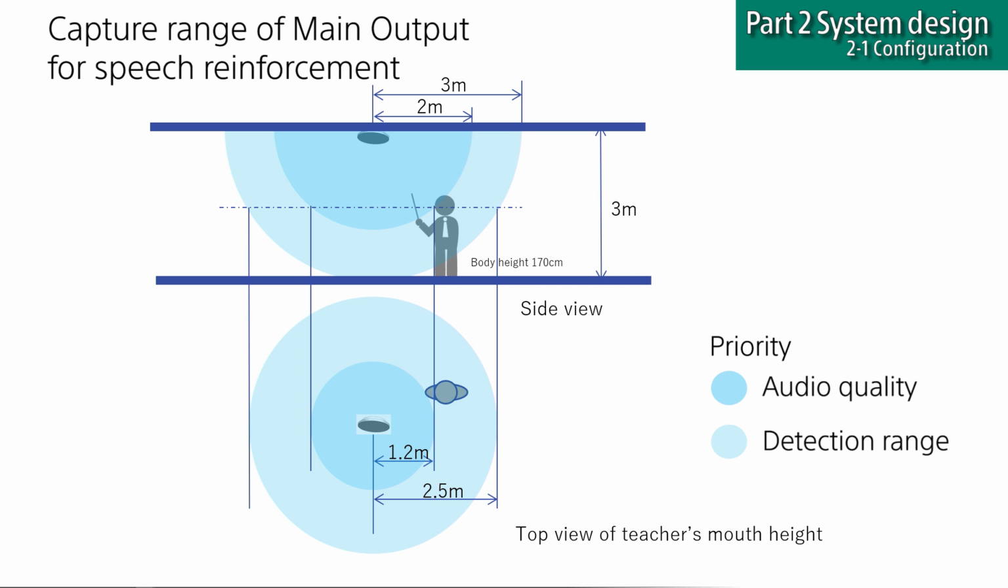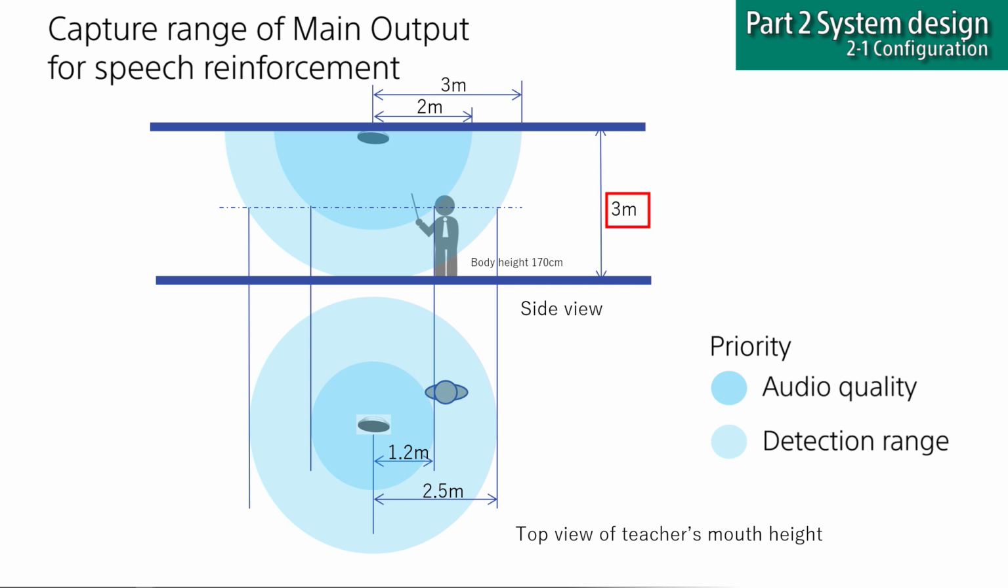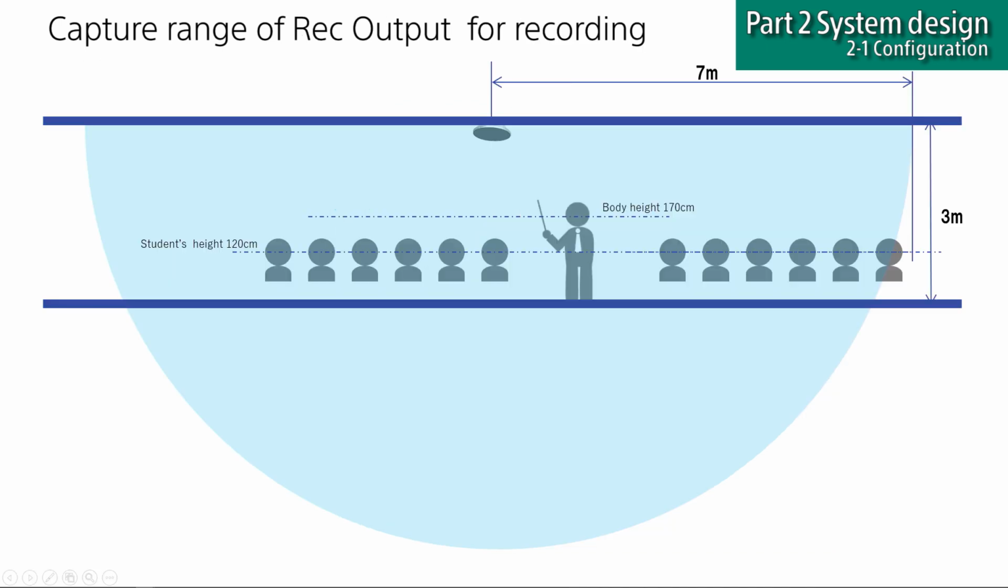This is a detail of capture range for speech reinforcement. That is a hemisphere of 2 to 3 meter radius. For the case of ceiling height 3 meters and teacher's body height 1.7 meters, this is the top view of teacher's mouth height. That is 1.2 to 2.5 meter radius. Then the capture range of rec output is hemisphere of 7 meter radius.